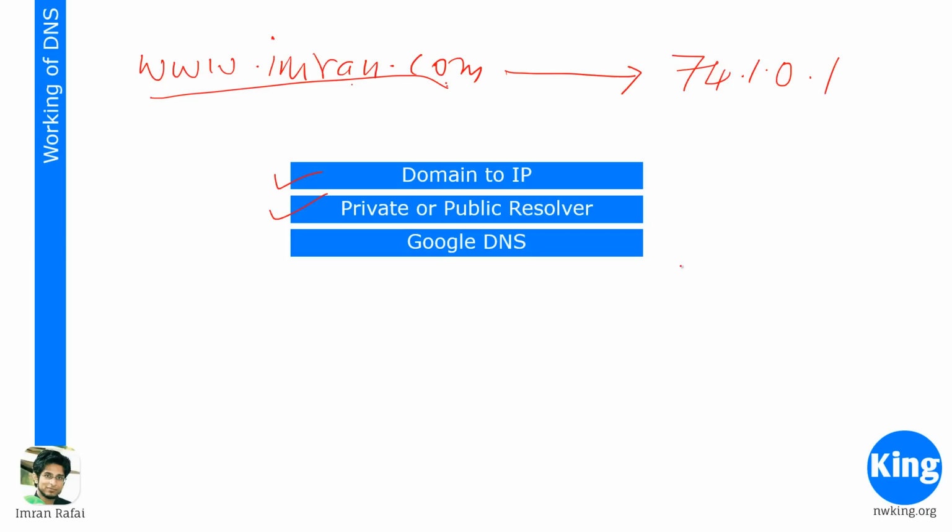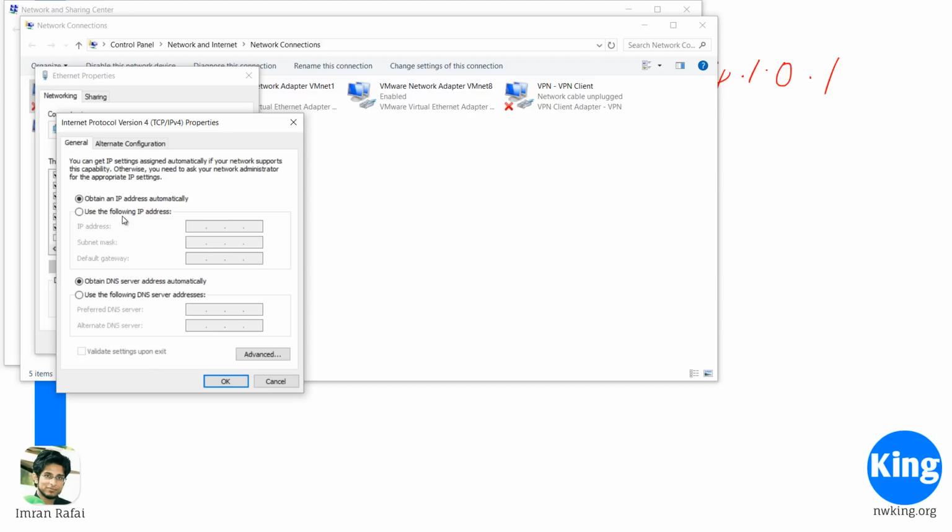DNS server, if you remember, when we configure IP addresses, there is primary DNS and secondary DNS information. I'm going to show you how it is in Windows systems. On a Windows system, this is where we configure IP addresses, like we've discussed earlier: IP address, subnet mask, default gateway. Also, we have this information using the following DNS server addresses.